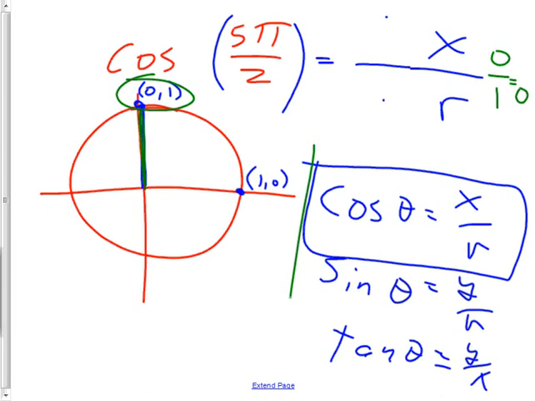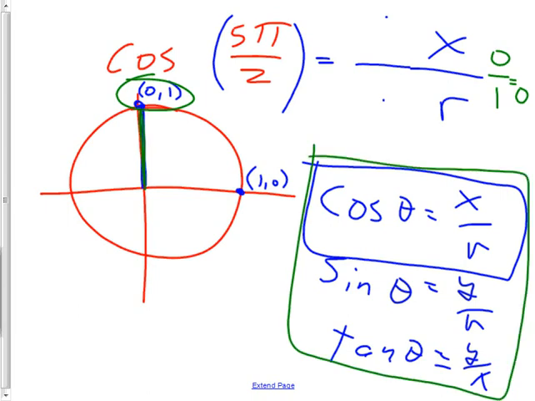Do you need to memorize these? Absolutely. You need those. All right, let's try another one like that. Let's say it was tangent of 6 pi over 4. Tricky there. See if you can handle it.